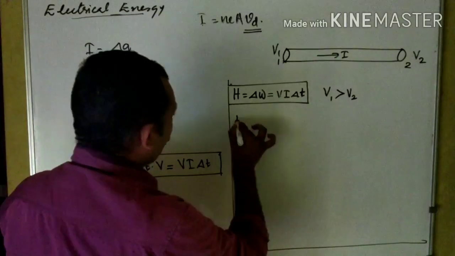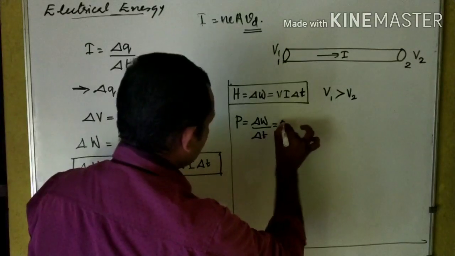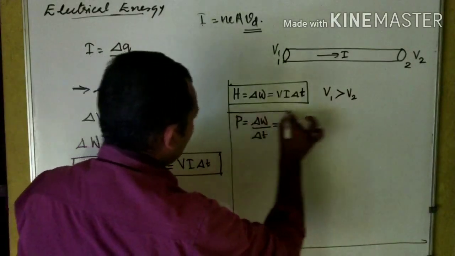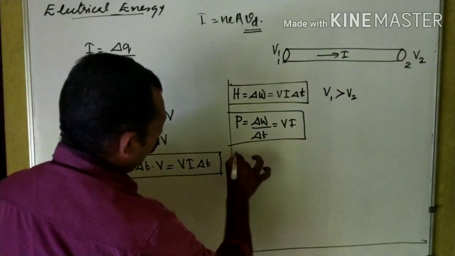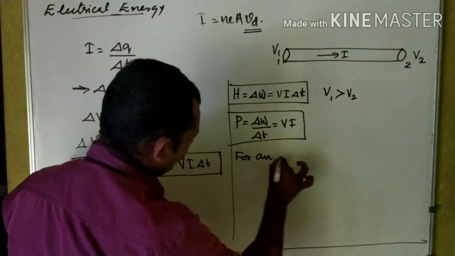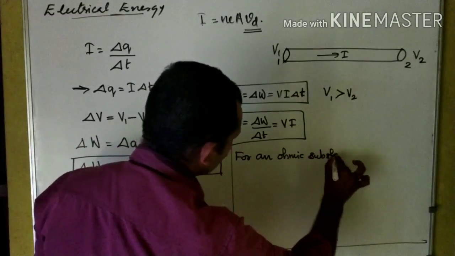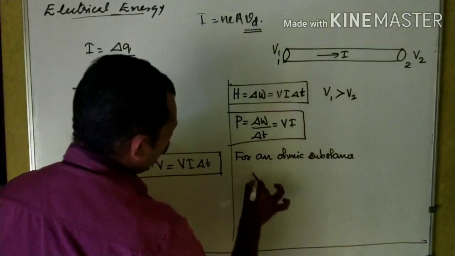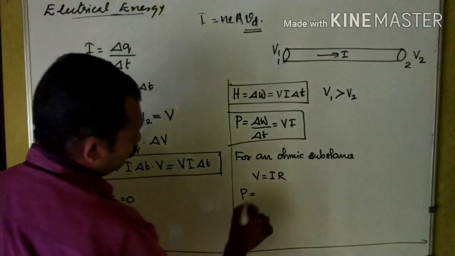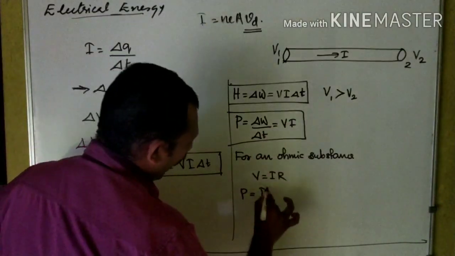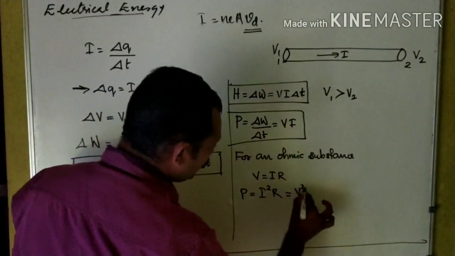From here, electrical power can be determined as delta W divided by delta T, that is equal to VI. For an ohmic substance, what is an ohmic substance? The substance that obeys Ohm's law. For an ohmic substance, V is equal to IR, which implies the power P is, substituting V is equal to IR, I square R, or substituting I is equal to V by R, V square by R.